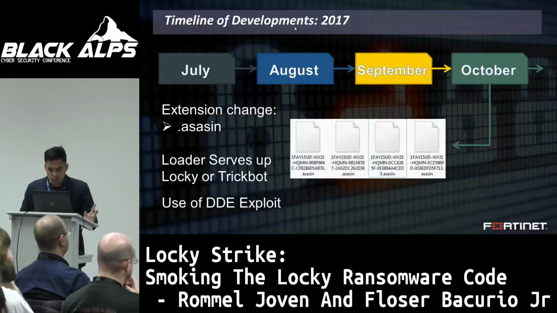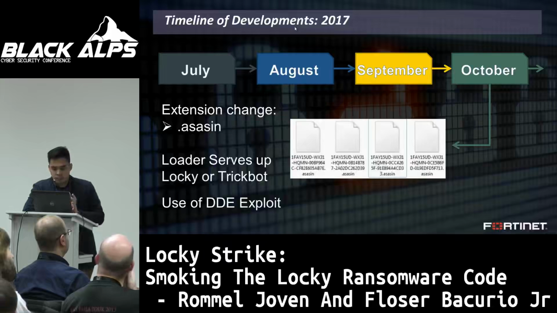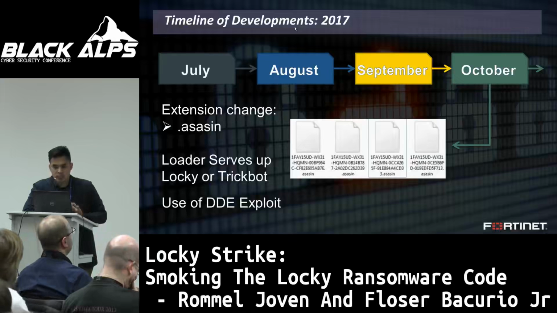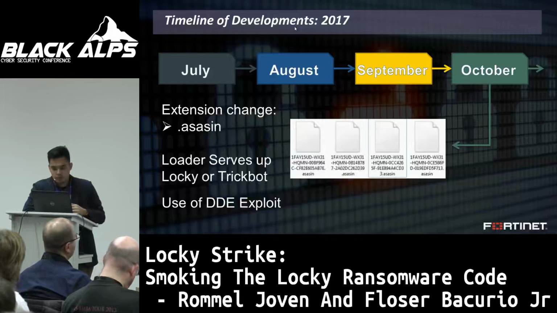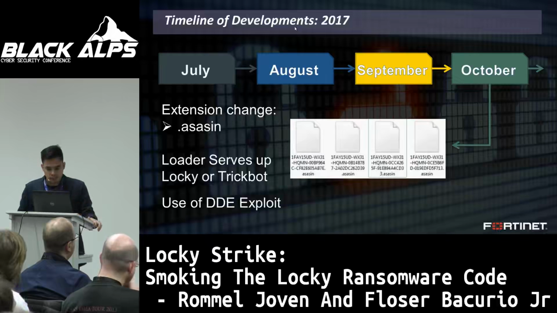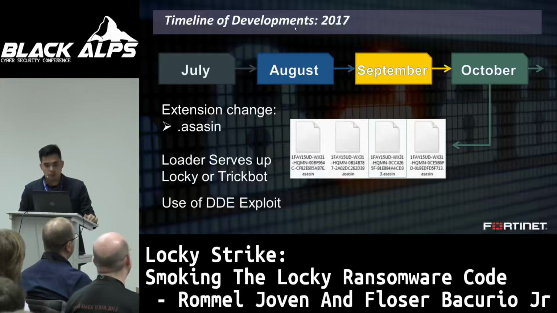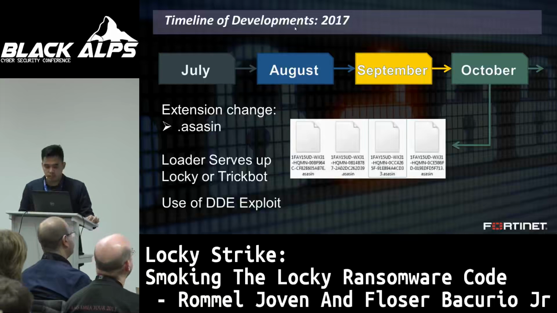The loader first gets the GeoIP of the machine, and if it includes the following countries: UK, Australia, Luxembourg, Belgium, or Ireland, it will serve the TrickBot malware. However, if it's not from those countries, then it will still serve the Locky ransomware. Also, some malicious Word doc attachments use the DDE exploit to download and execute Locky. With the momentum that Locky has now, we continue to believe that there will be more updates on the loader and Locky itself in the upcoming months.